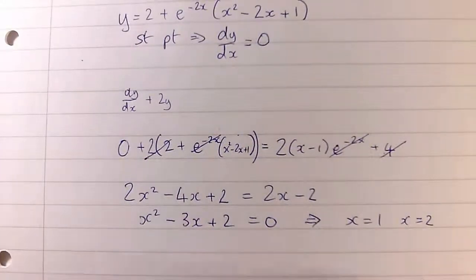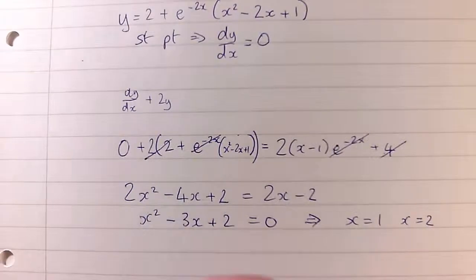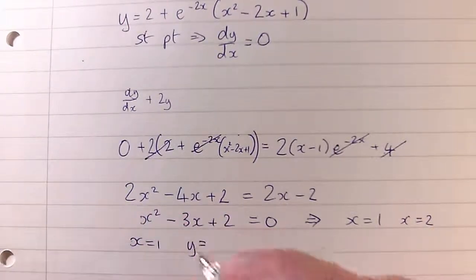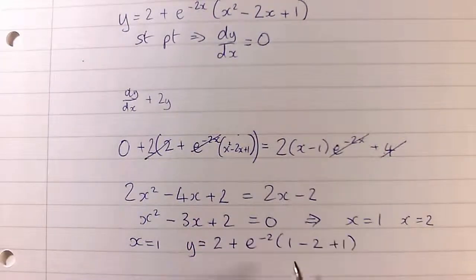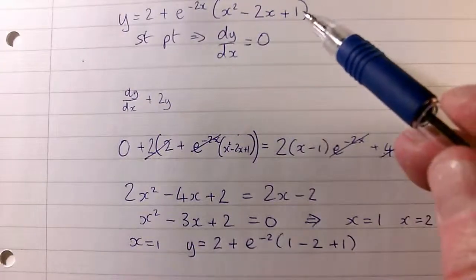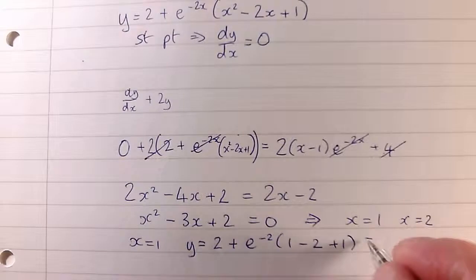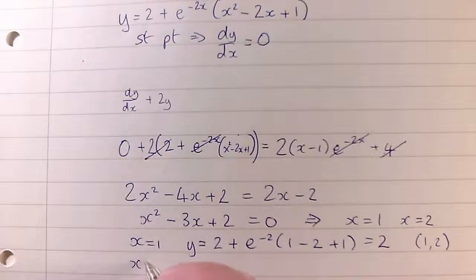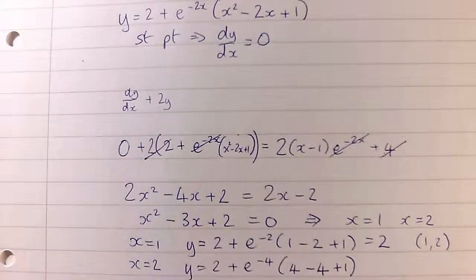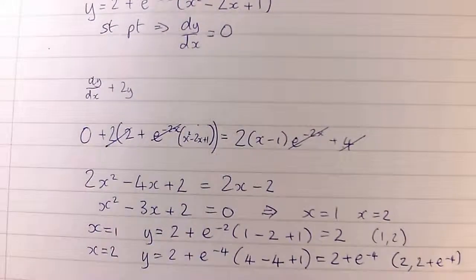Okay, so I need to know the y coordinates that go with these. So when x equals 1, y equals, substitute 1 into this equation. And because 1 minus 2 plus 1, this bracket when you put 1 into it, is 0, y just equals 2. So I've got the point 1, 2. And the other stationary point is going to be when x equals 2. Sub that in. Okay, here's what we get. And 4 minus 4 plus 1, oh, that's 1 this time. So we get 2 plus e to the power of minus 4. So I've got the point 2, 2 plus e to the minus 4. So those are my two stationary points.